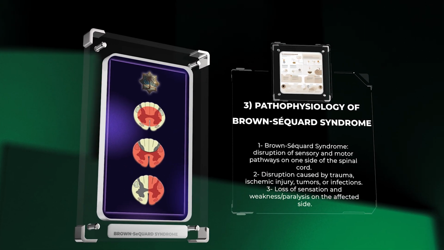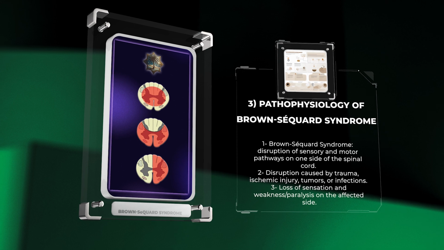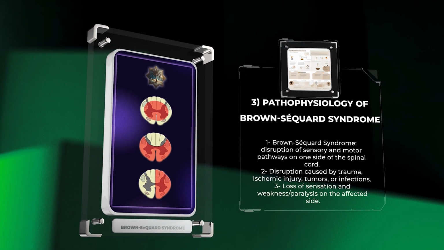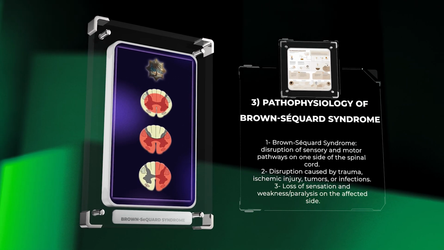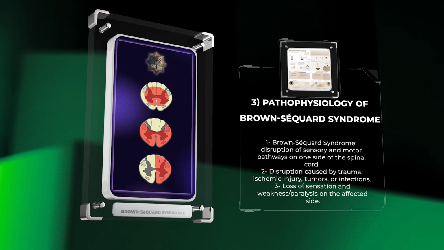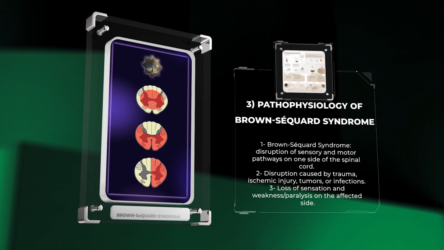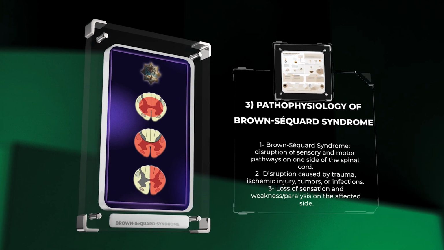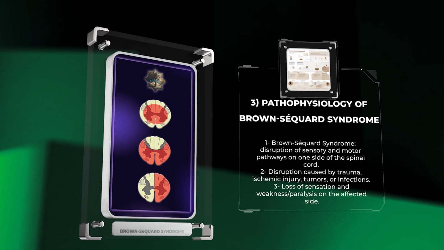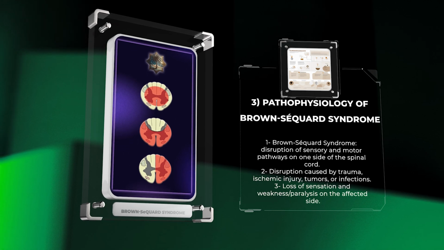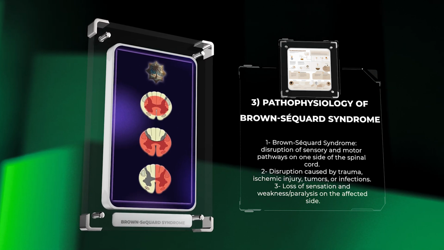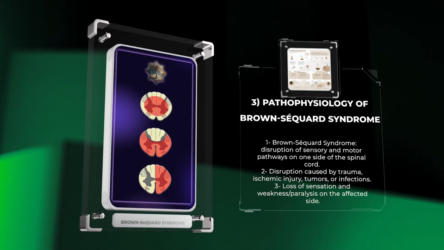When one half of the spinal cord is damaged, the sensory pathways carrying information from the affected side of the body are interrupted, leading to loss of sensation on the same side. Additionally, the motor pathways responsible for controlling movement on the same side of the body are also affected, resulting in weakness or paralysis. On the opposite side of the body, there may be disruption of temperature and pain sensation due to the crossing of these pathways at the level of the spinal cord.